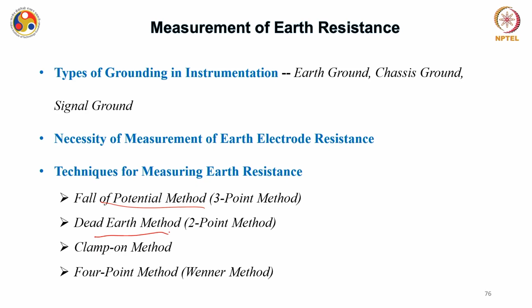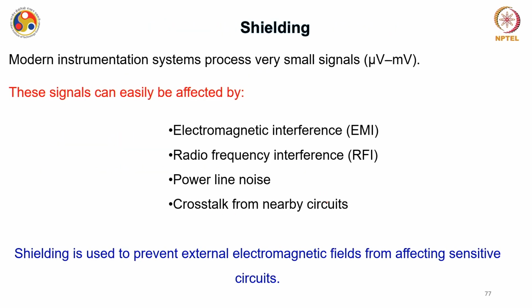And then we found that there are different techniques for measurement of earth resistance, like the fall of potential method, the dead earth method, the clamp on method and the 4-point method, out of which the fall of potential method, or the 3-point method, we have also discussed in detail. Then shielding was another concept.